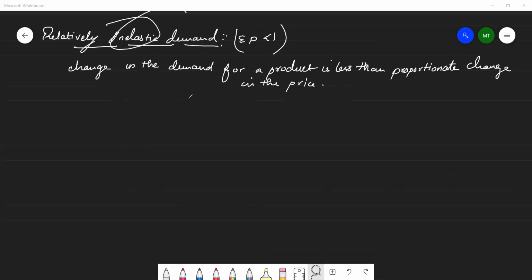So it is also called the elasticity less than the unity. Okay, here the demand curve is steeply sloping. Steeply sloping. So அது எப்படி இருக்குன்னு பாருங்க.